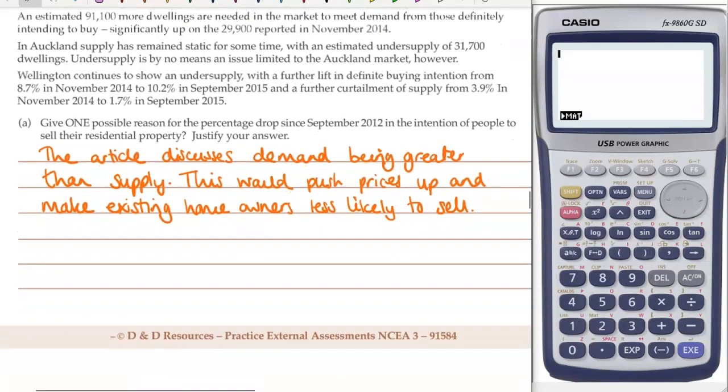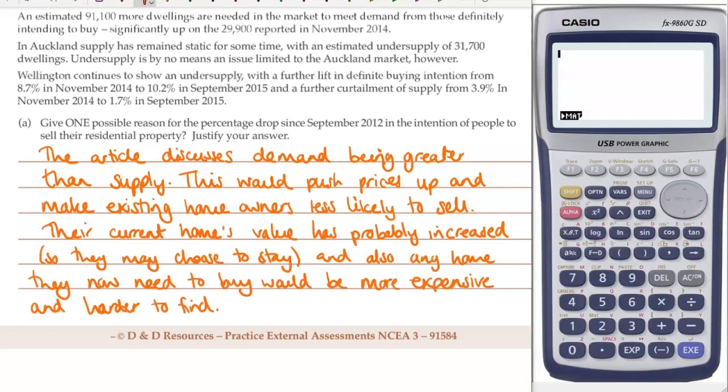So I'm starting off by saying that the article discusses that demand is greater than supply. This would push prices up and make existing homeowners less likely to sell. That's because their current home's value has probably gone up as well if the whole market is experiencing this. So they might choose to stay because they've got more value in their property, but it also means that if they are looking to buy a new home, so sell theirs, they'd need to buy somewhere else, and that might be more expensive and harder to find.